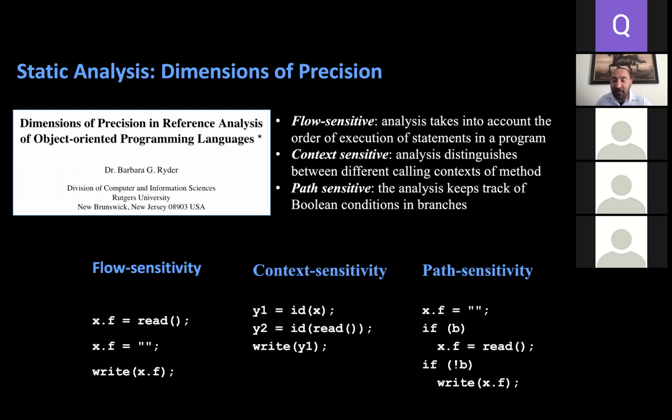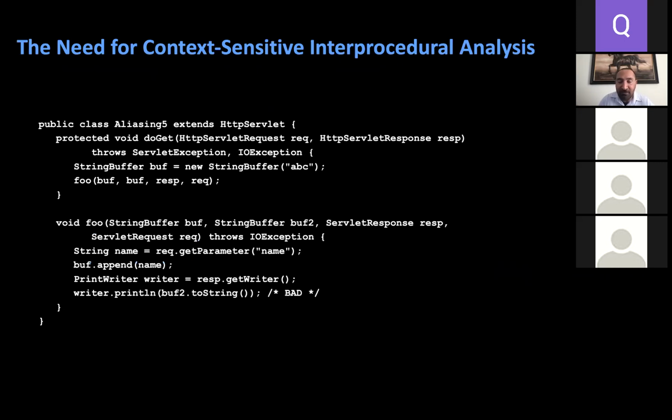If you want an analysis to be context sensitive, the analysis becomes exponential. Path sensitive, exponential. Flow sensitive, exponential. So we have three sources of exponentiality right here. And that is what makes static analysis not scalable.